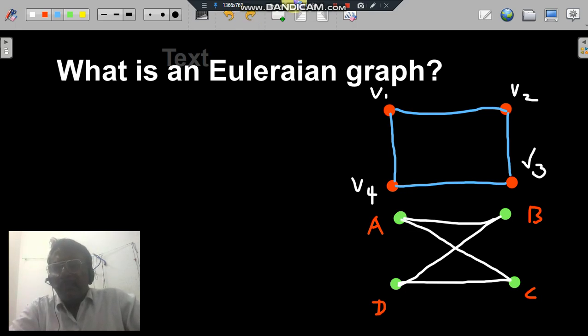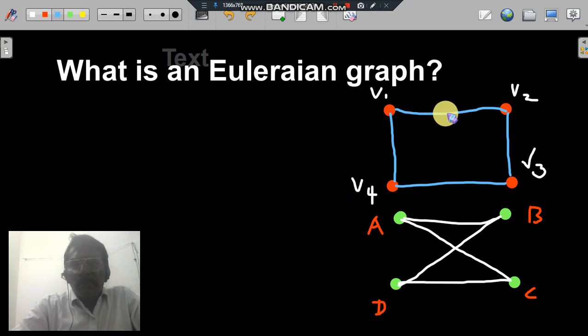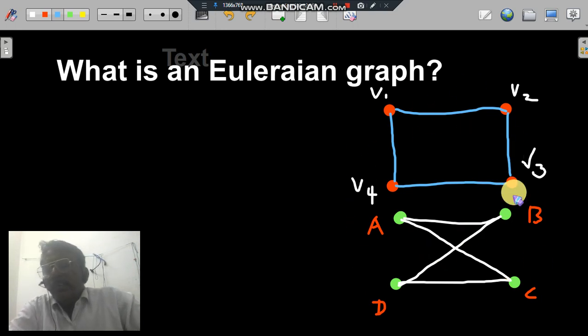Now there is a speciality in these two pictures or two graphs. Actually it's not pictures, it is graph. Any graph is nothing but a group of vertices joined by edges. So two graphs we have here, the first graph and the second graph. Now there exists a speciality in these two types of graphs.